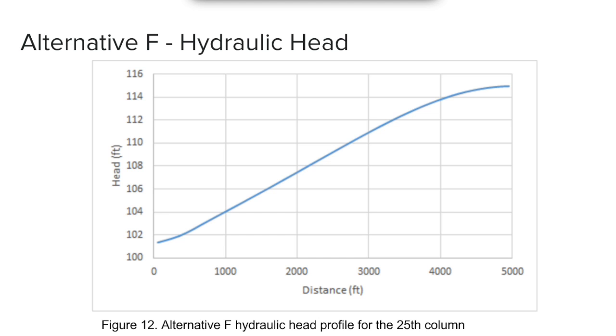Lastly, we have the hydraulic head for alternative F. You can see it matches similarly to the ones in alternative A, B, and E, as we don't really change anything along that line on the 25th column.